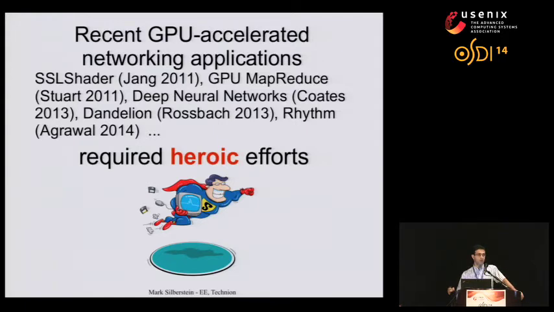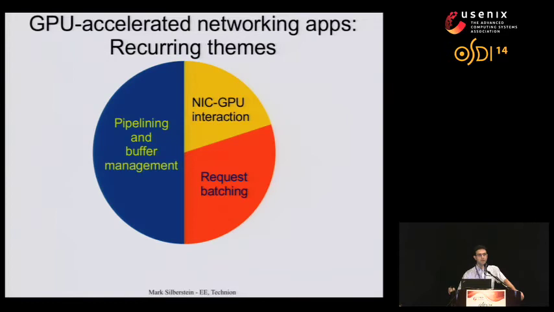So while these works showed really impressive results, they also showed quite vividly that building those applications required really heroic efforts. And if we look through the set of challenges that those folks went through, it is clear that we can categorize them into three distinct categories. One is pipelining and buffer management. Another is NIC GPU integration, and finally request batching. So these problems are very well understood in this community, and they are really inherent to any GPU-accelerated server designs.